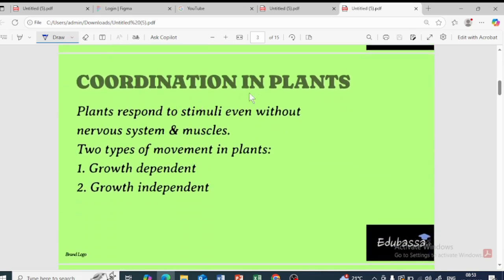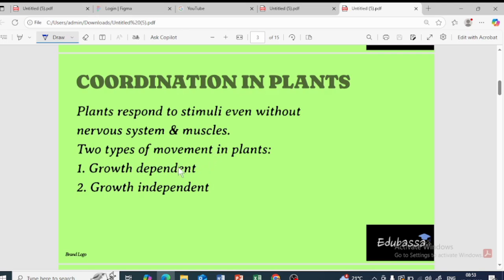So first, coordination in plants. We know that in animals there is a nervous system, there are muscles, isn't it? But in plants there is no nervous system, there are no muscles, there is no brain, no spinal cord, no neurons. Then how is the impulse going to pass, how is the information going to pass, how are the plants going to respond to the stimuli? That takes place in plants also, isn't it? Plants also undergo certain types of movement, plants also grow, plants also respond to stimuli. So we are going to learn about that in this video.